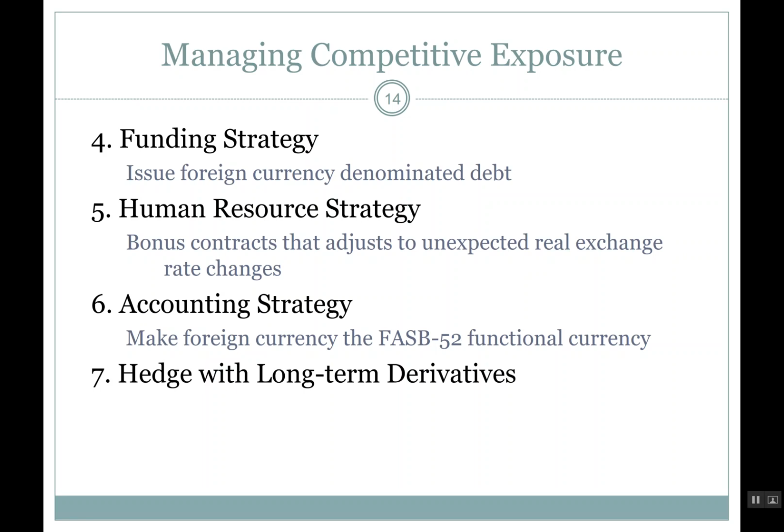Accounting strategy: why compound problems? Just make the foreign currency the functional currency. You can get rid of the translation gains or losses. And then lastly, you could hedge with long-dated options or forward contracts if you want.